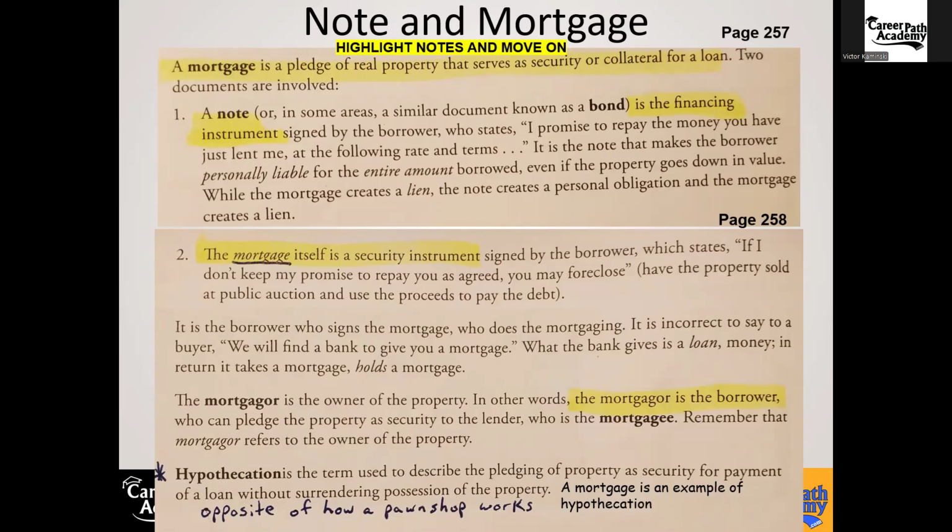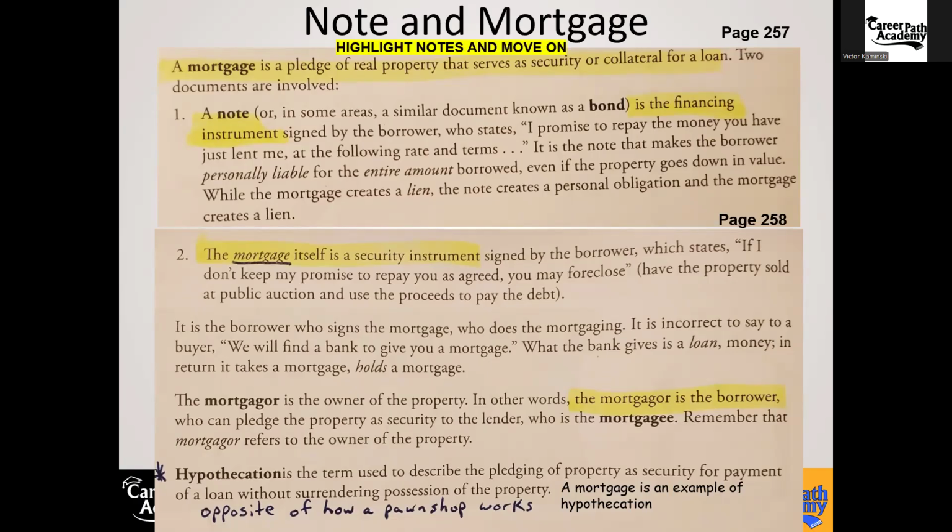A mortgage is an example of. Yeah, this is talking about hypothecation. Hypothecation is a term used to describe the pledging of property as security or payment for a loan without surrendering possession of that property. What does that mean? Hold on. A mortgage is an example of hypothecation. You're pledging your property as security for the loan, but you're not giving up that property, you're living in it.